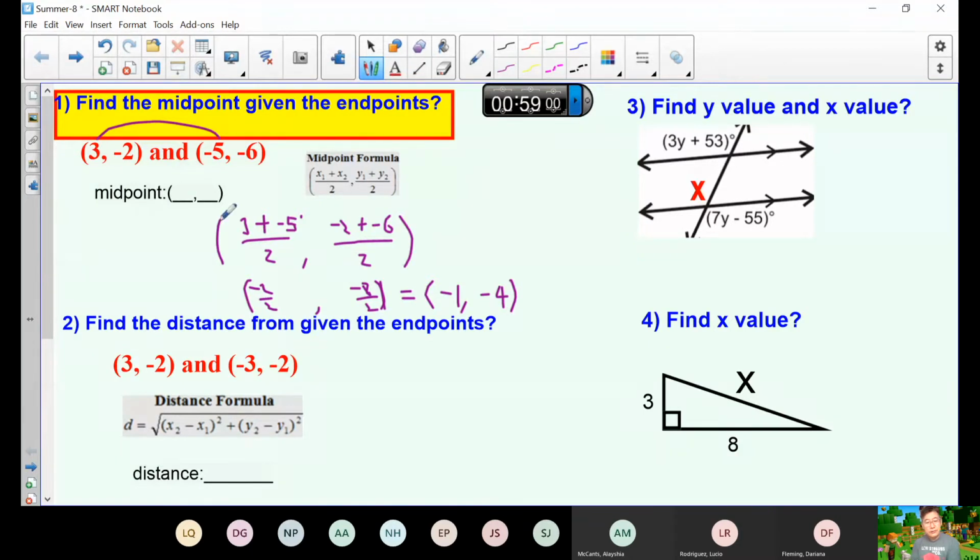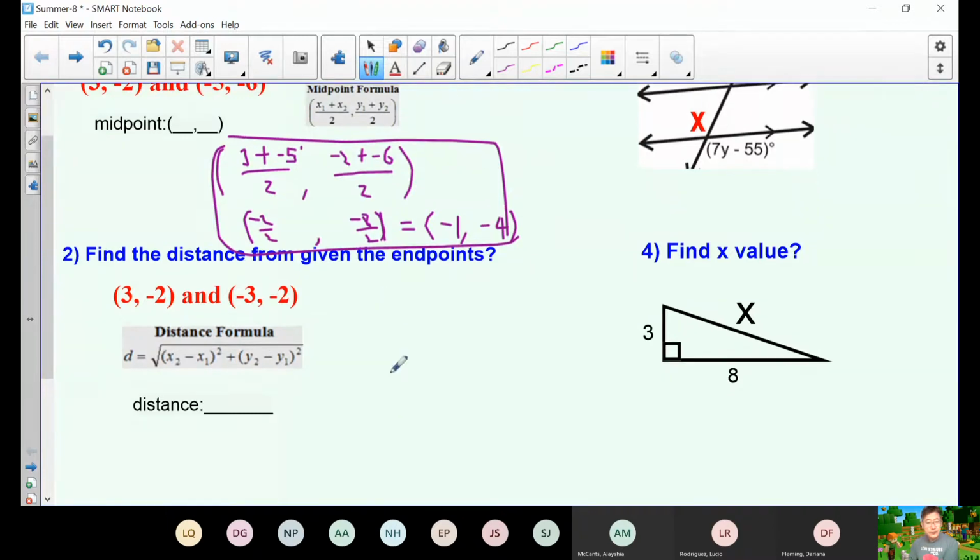Okay. Now I want to write down the process, guys. This is a process, right? So, okay, number 2. This is from end point. Find the distance given the end point.